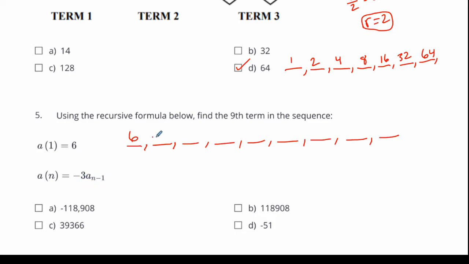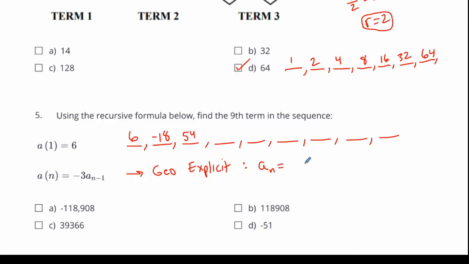So we're going to multiply. -18 times -3 again, 54. Times -3 again. Well, maybe this is going to be a lot because we're multiplying. It's geometric. Let's write the geometric explicit formula, see if we can save ourselves some time.